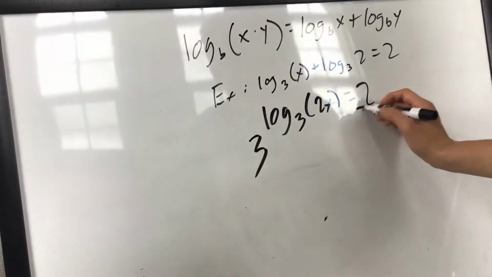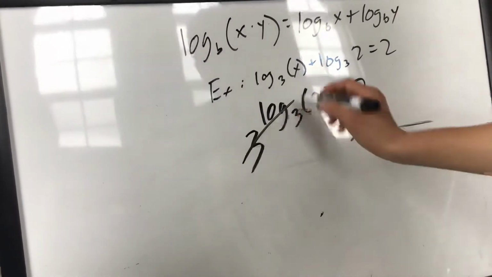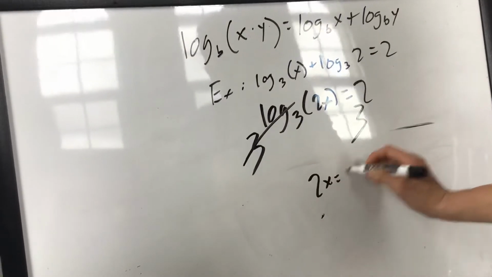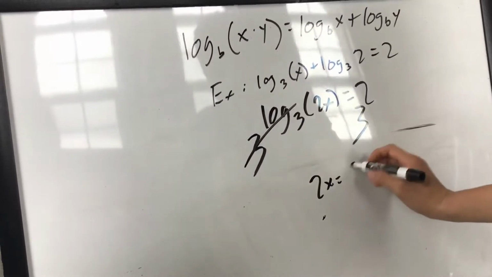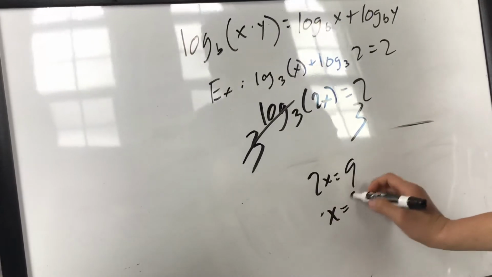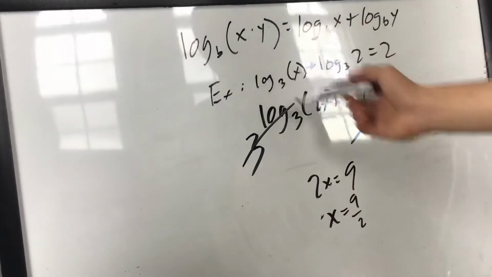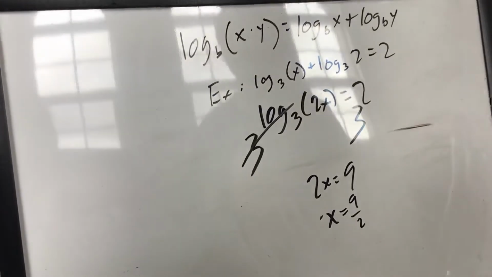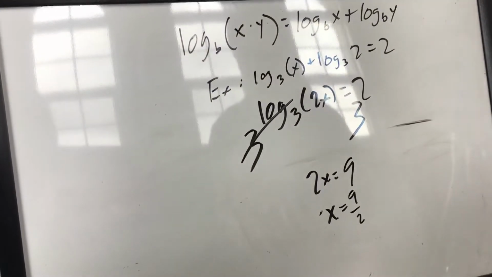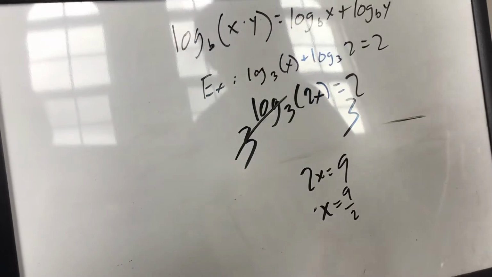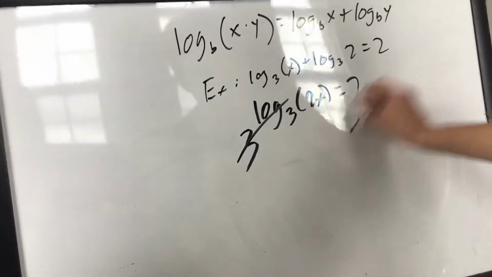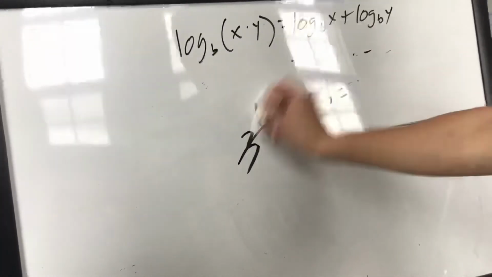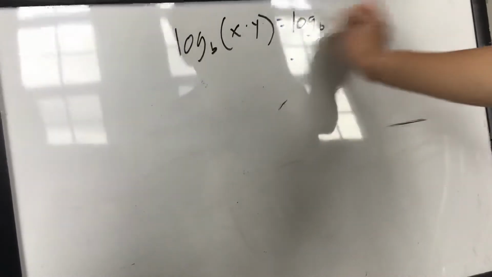So what you can do now is use the thing that we talked about earlier and put both 3 to the power of both sides. So these two cancel out, and you're left with 2x equals 3 to the power of 2, which equals 9. Thus, x equals 9 over 2. And you solve this problem, which was seemingly weird because you don't know what log 3 of 2 is, but then you're able to solve it using this property. So that's an application of this property right here of multiplication and addition of logs.